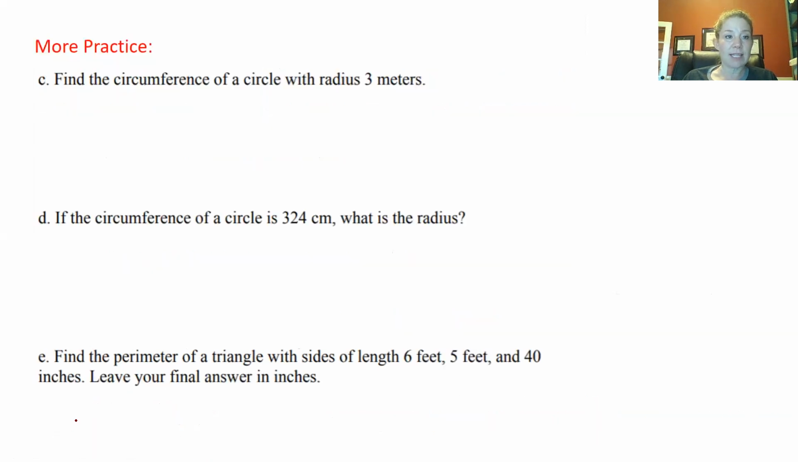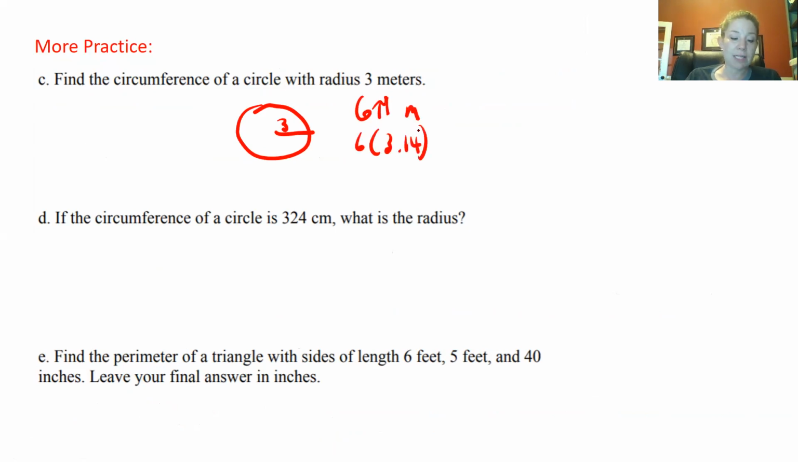All right, moving on to our next page. Find the circumference of a circle with a radius of 3 meters. So we're going to say it's going to be 6 pi meters, or an approximate answer would be about 18.84 meters.